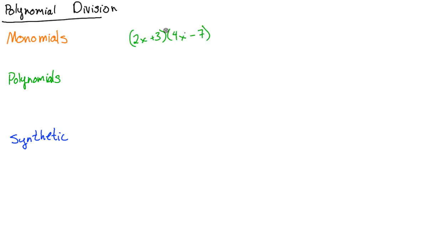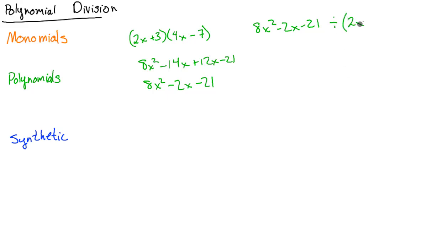Here we have a couple of binomials. If we multiply them together, we get 8x squared minus 14x plus 12x minus 21. So that becomes 8x squared minus 2x minus 21. So if we go and divide these, do the problem 8x squared minus 2x minus 21 divided by, say, 2x plus 3, like that, then we better get 4x minus 7. Let's make sure we can do this process.